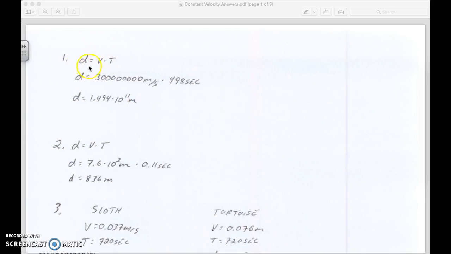Well, we have an equation with constant velocity that displacement equals velocity multiplied by time. We have the velocity that was given in the problem. We have the time that was given in the problem. We just have to multiply those two numbers together to get 1.494 times 10 to the 11th meters.